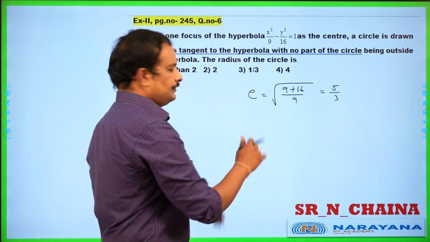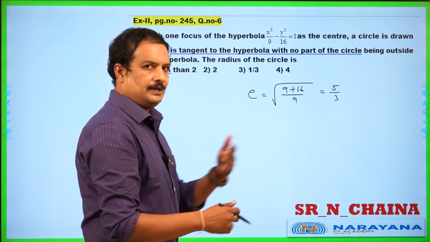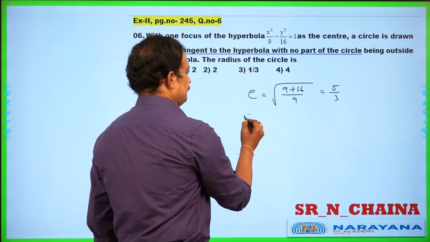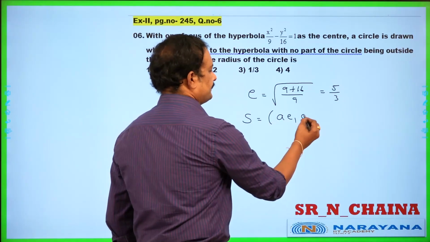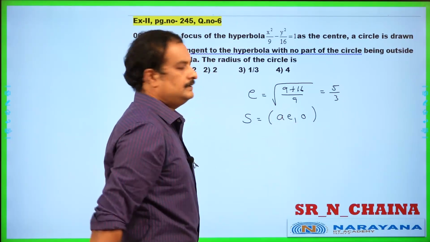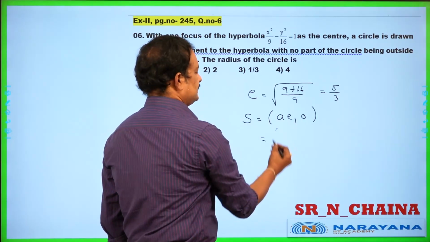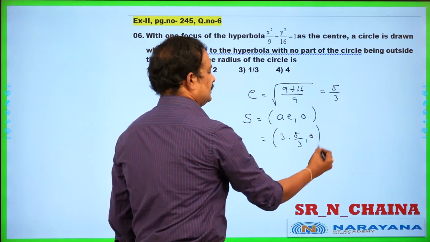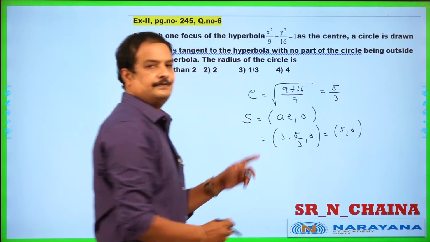Okay. Then one of the foci let us take. What is one of the foci here? AE comma 0. You can take even other focus of course, minus AE comma 0. So one of the foci is S, which is AE comma 0. Okay. So let us take the AE value. A square is 9, A value is 3. And this is 5 by 3 comma 0. So this point is 5 comma 0. Okay. So that is the focus.